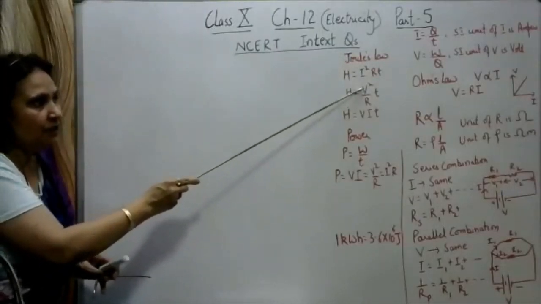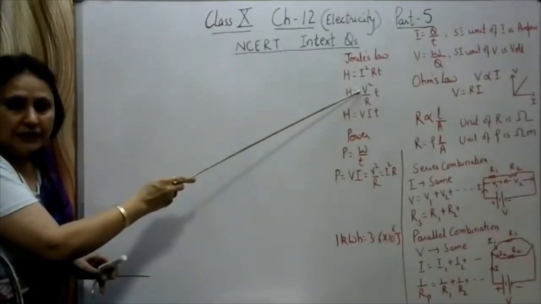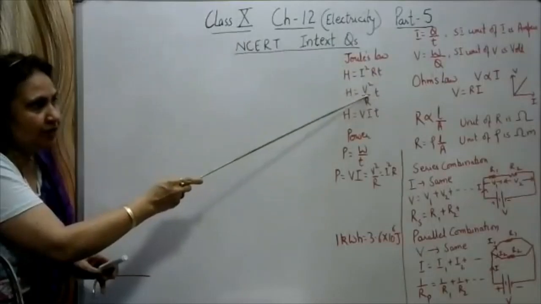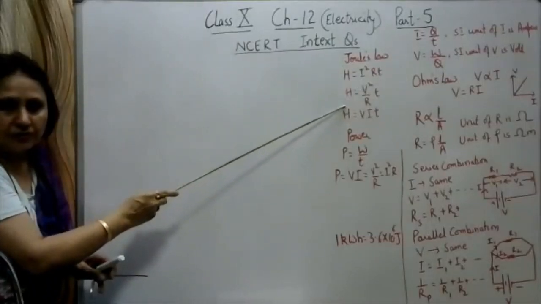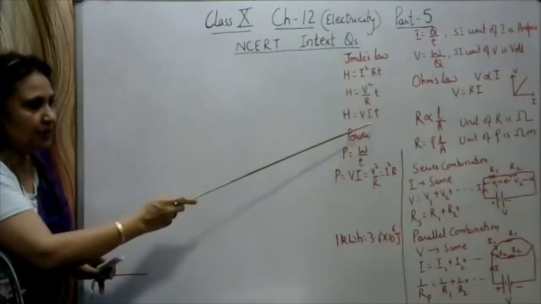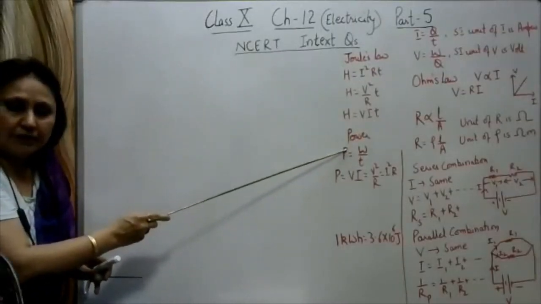Also from here, if we eliminate I, we get H is equal to V square upon R into T. So if V is constant, we'll use this formula. Or H is also equal to V into I into T. Then we studied about electrical power.